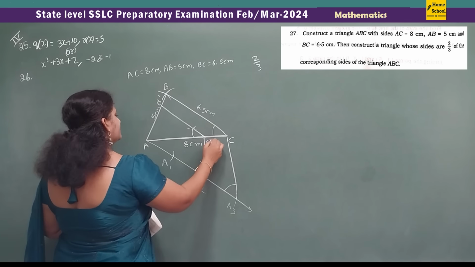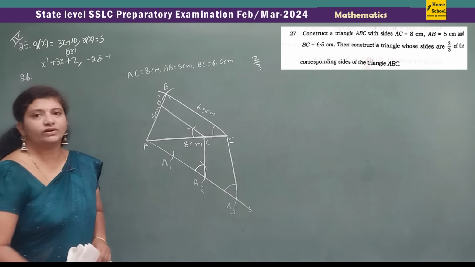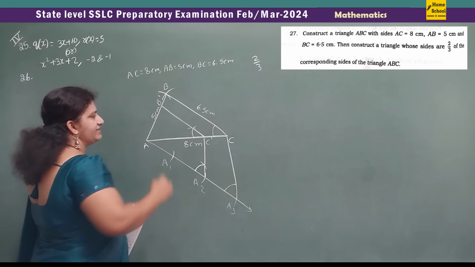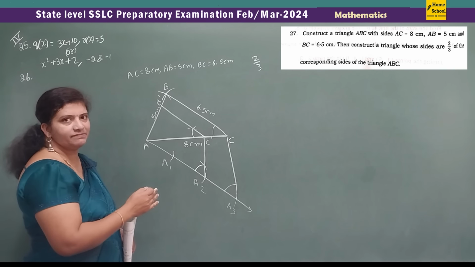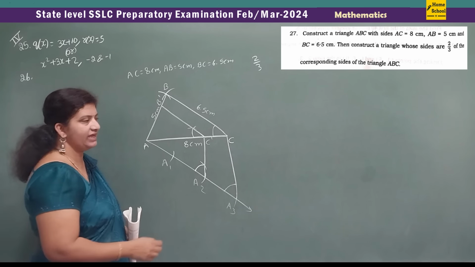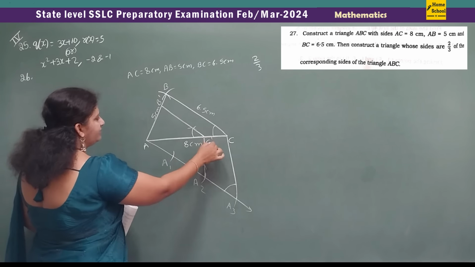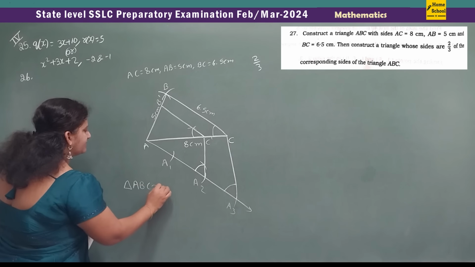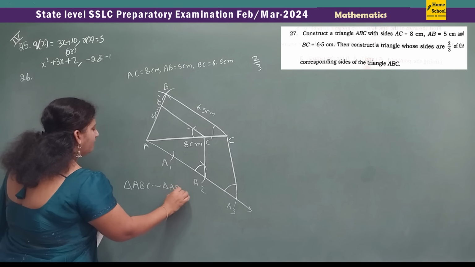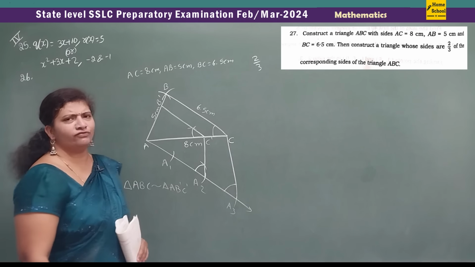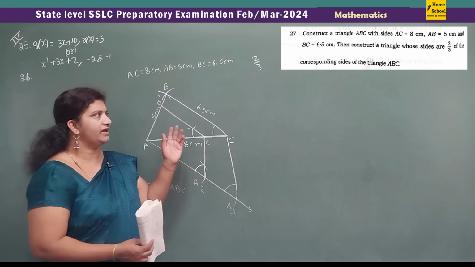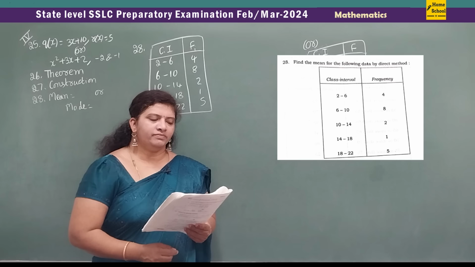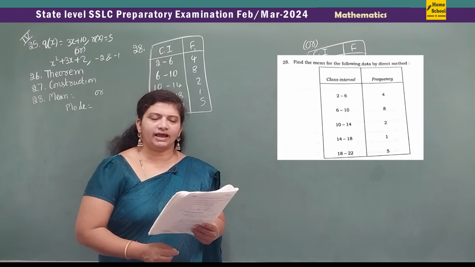So, this is your construction. This is only a rough construction. By measurements, we have drawn triangle ABC and another similar triangle of the ratio 2 is to 3, AB dash C dash. Therefore, finally, triangle ABC is similar to triangle AB dash C dash. Write 4 to 5 lines of construction steps and the given data. It completes the problem.